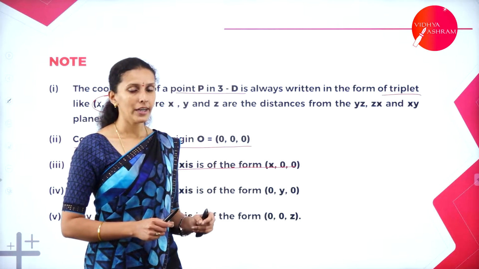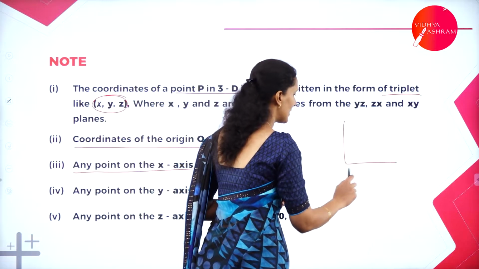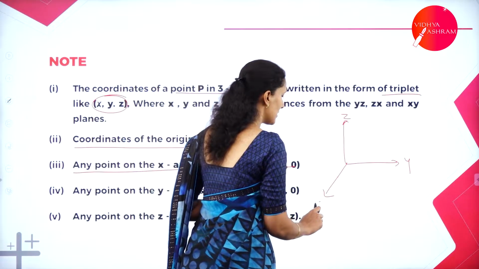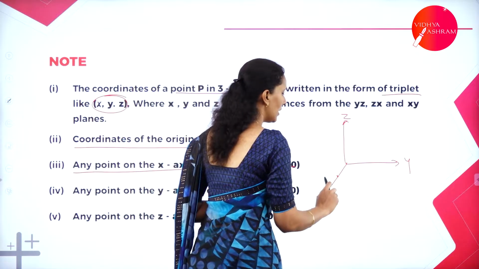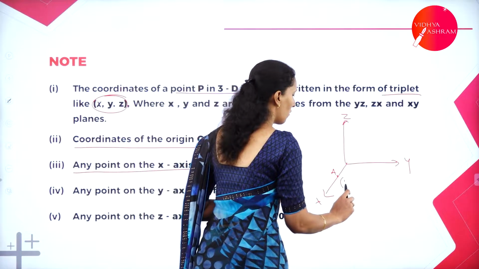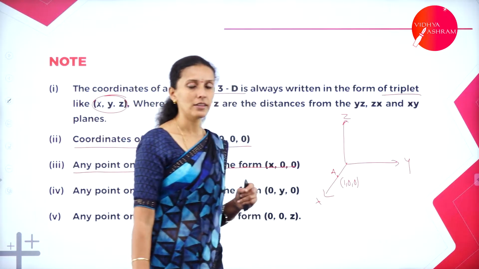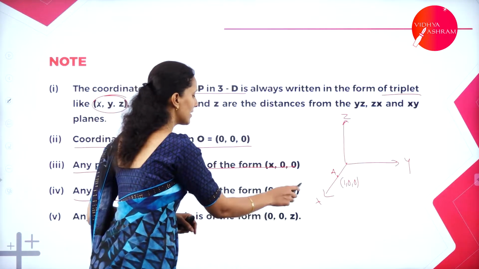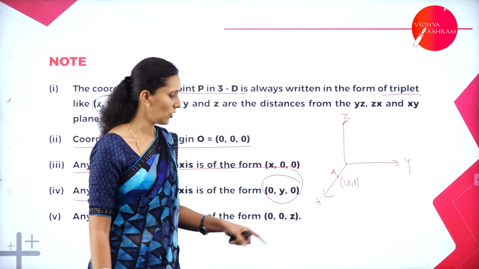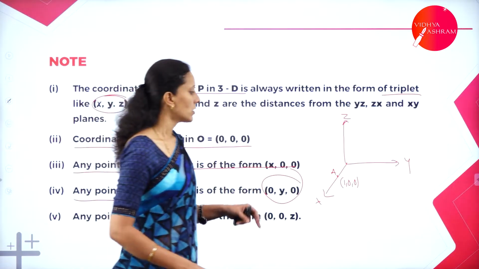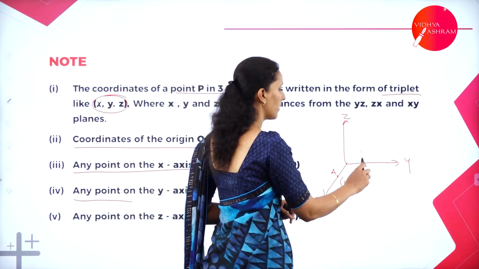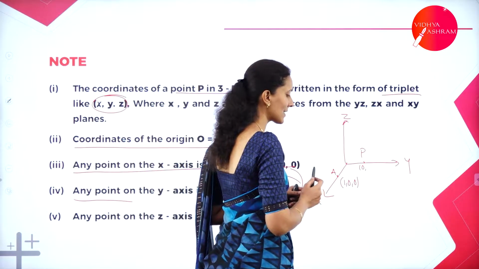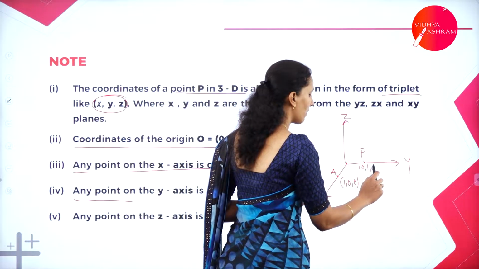Therefore, for the coordinates of any point on the x-axis, suppose this point A is at a distance of 1 centimeter, then we write it as (1, 0, 0) because the y and z coordinates are 0. Similarly, any point on the y-axis is written in the form (0, y, 0), since y must be the second coordinate. If this point P is at a distance of 1 centimeter, we write it as (0, 1, 0), because the x value is 0, the y value is 1 and the z value is 0.